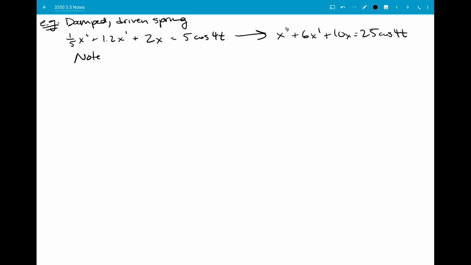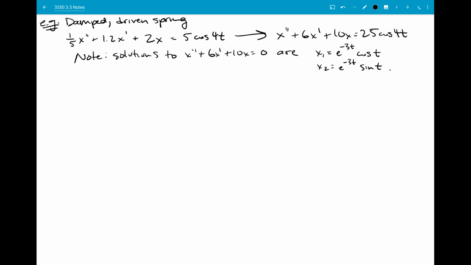And then we're just going to note solutions to x double prime plus 6x prime plus 10x equal to 0 are x1 equal to e to the minus 3t cosine t, and x2 equal to e to the minus 3t sine of t. Those should look really familiar to you. You know how to solve for those and probably did quite a bit on your project.